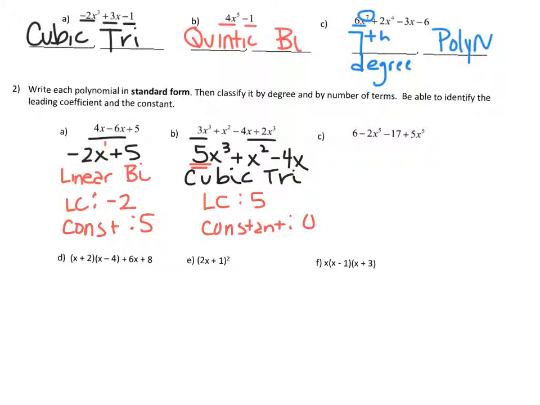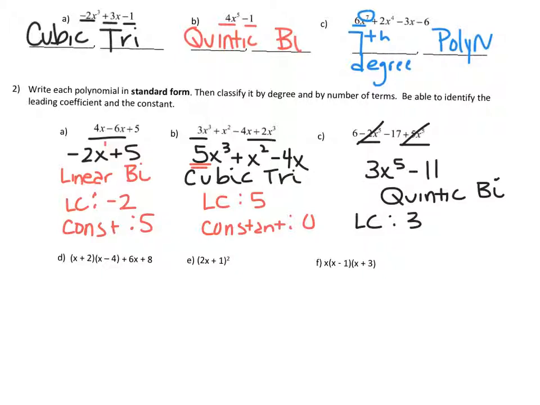Okay, letter C. I'm going to combine negative 2x to the 5th and 5x to the 5th. So that's going to be 3x to the 5th. And then 6 minus 17, or negative 17 plus 6, is negative 11. So this is called a quintic because it's degree 5, binomial, because it has 2 terms. And the leading coefficient is going to be 3, and the constant is negative 11.